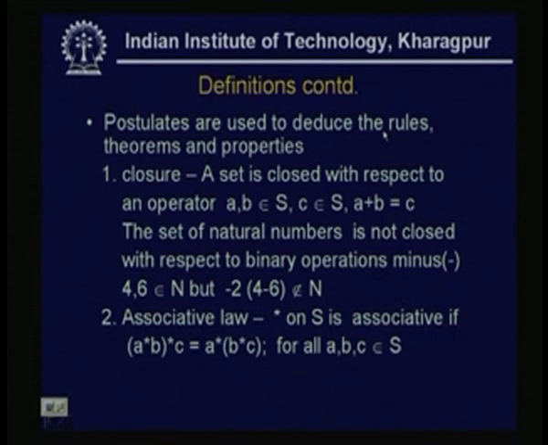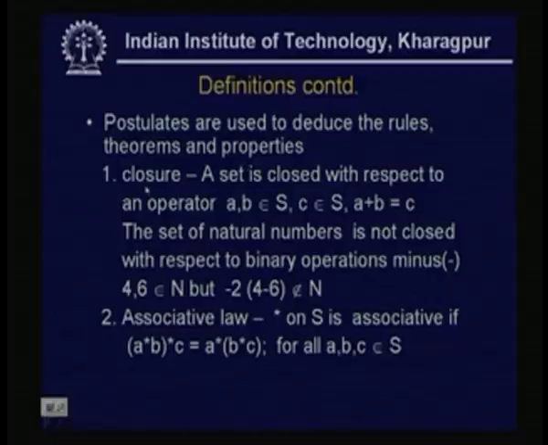Mainly, when we define an algebra, we are defining a mathematical system, and we need these three things. Within these three, the postulates are the main one, that is, the rules defined on the set. Now, what are these rules or postulates? First thing is the closure. This we can tell is a property.